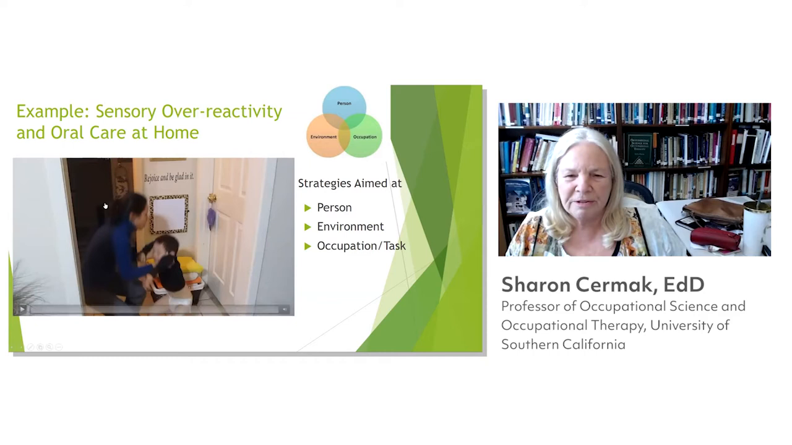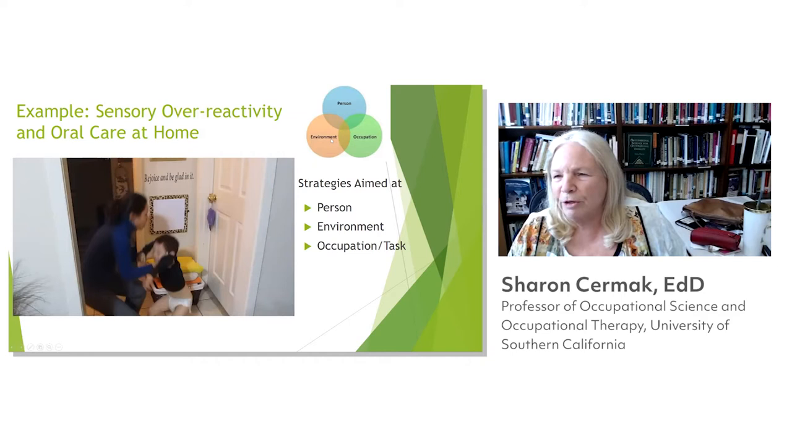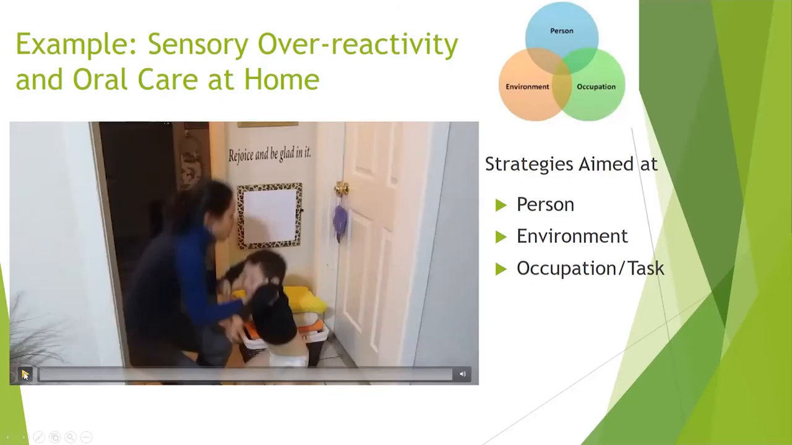And then when we talk about strategies that can be used, we'll talk about strategies aimed at the person, the environment, and the occupation. We call that the PEO. The person would be things to do to change the person that might make them less sensory defensive, things to do to change the environment, and things to do to change the task or the occupation. Those are the different ways we'll be looking at helping children to self-regulate and regulate.